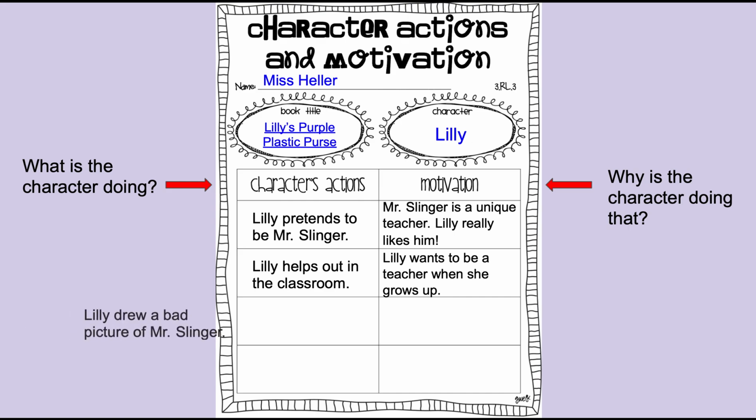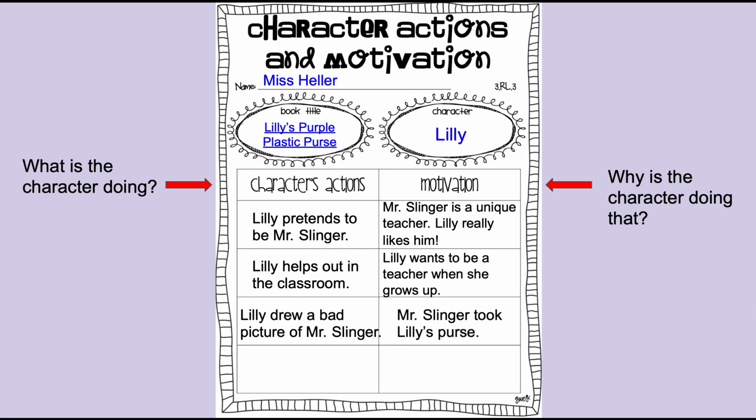Here's her next action. Lill'y drew a bad picture of Mr. Slinger. Ooh, why did she draw a bad picture? Pause this video and think about that for a second. If you thought in your head Mr. Slinger took Lill'y's purse, you are correct. Lill'y was very upset that Mr. Slinger did that. So that is what motivated Lill'y to draw a bad picture of Mr. Slinger.